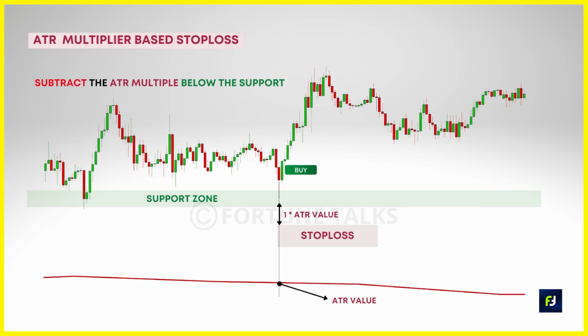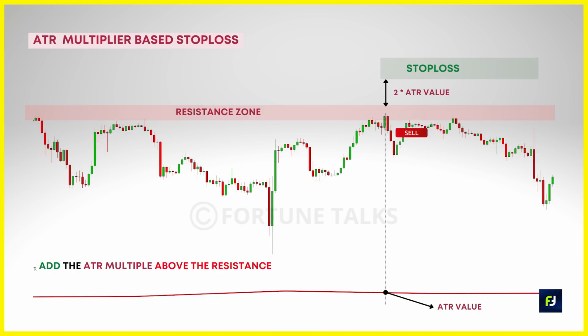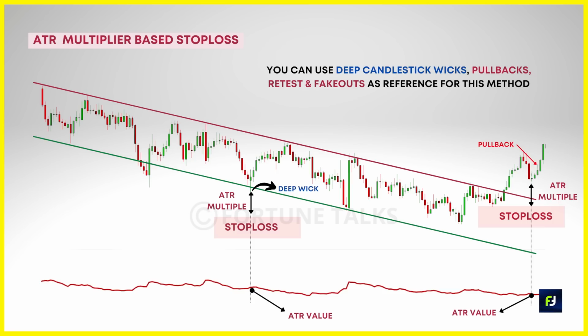So if you have taken a long trade from a support and you have a multiplier of 1, then set your stop loss 1 ATR below the lows of the support. Or if you have taken a short position from the resistance and you have a multiplier of 2, then set your stop loss 2 ATR above the highs of the resistance. You can also use this method when referencing a deep candle's wick or a price pullback or retest, etc. The concept remains the same. You can tweak the value of the multiplier as you like depending on your risk-taking ability.